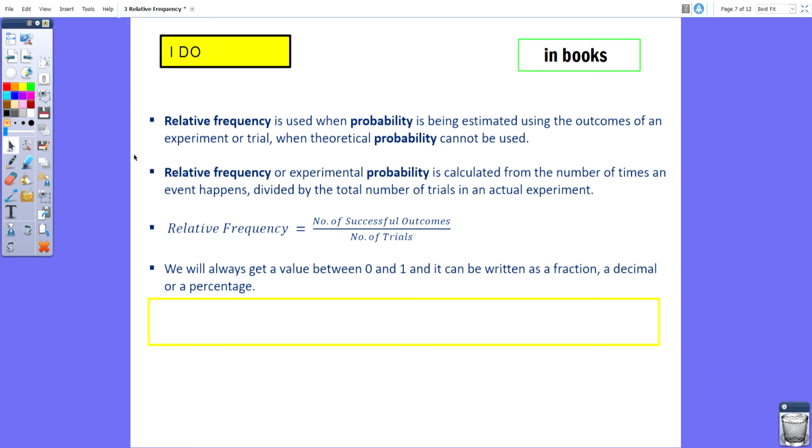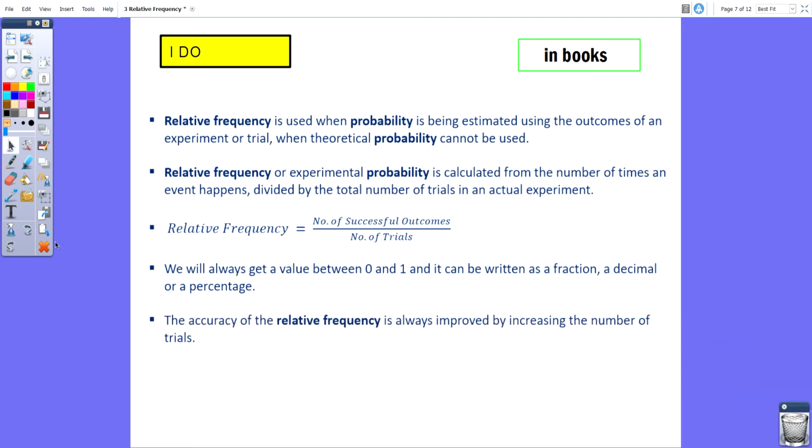So relative frequency or experimental probability is calculated from the number of times an event happens divided by the total number of trials in an actual experiment. So that's given by this formula here, the one we looked at before. We always get a value between 0 and 1, so it's like any kind of probability, and we can rewrite it as a fraction, a decimal, or a percentage. So if you get a probability that's either less than 0 or greater than 1, you know you've gone wrong somewhere, because probability cannot be any kind of value that is not between these.